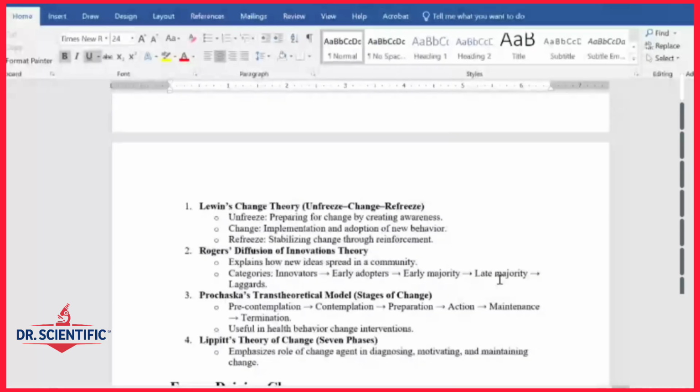The third one we have is the Prochaska transtheoretical model, in brackets, stages of change. First one we have precontemplation, then contemplation, preparation, action, maintenance, then the last one you have termination. So the fourth one you have is Lippitt's theory of change, in brackets, seven phases. It emphasizes the role of the change agent in diagnosing, motivating, and maintaining change.